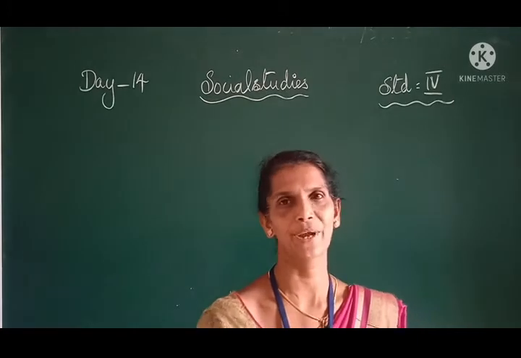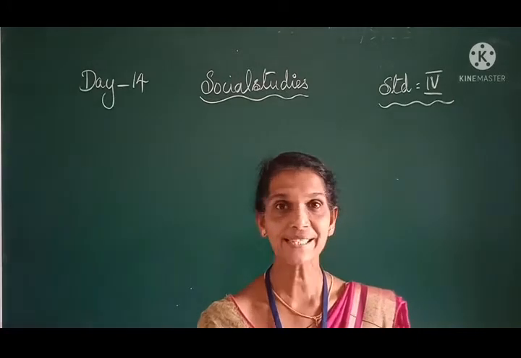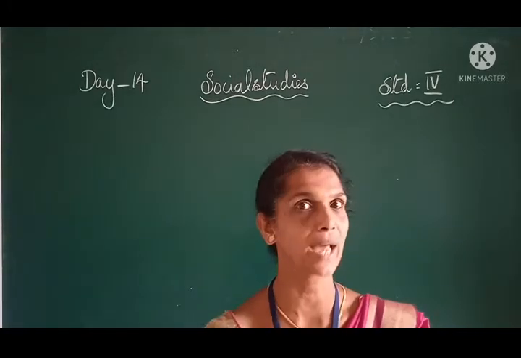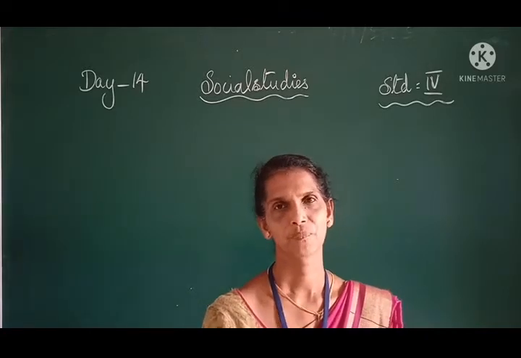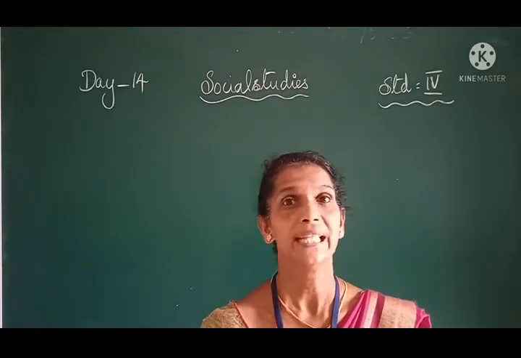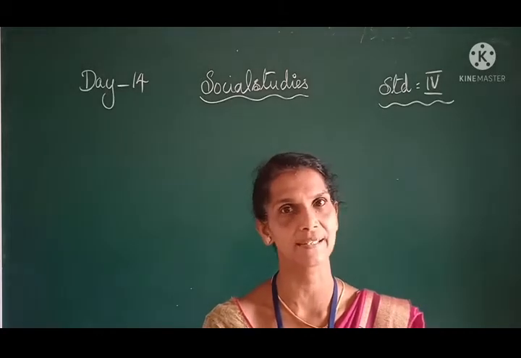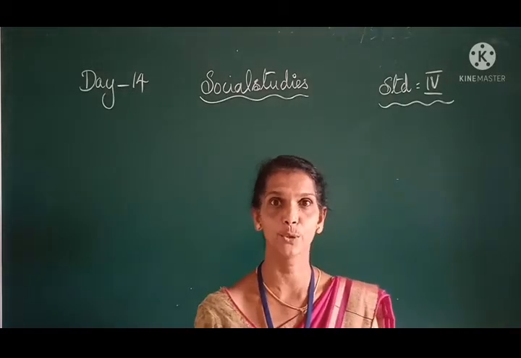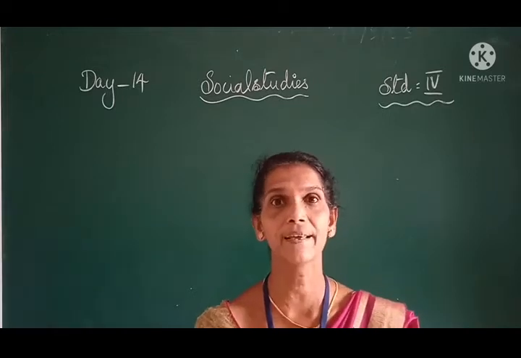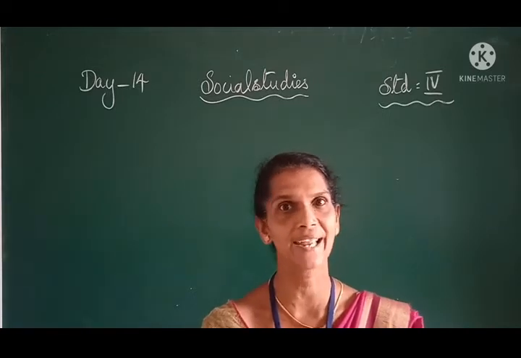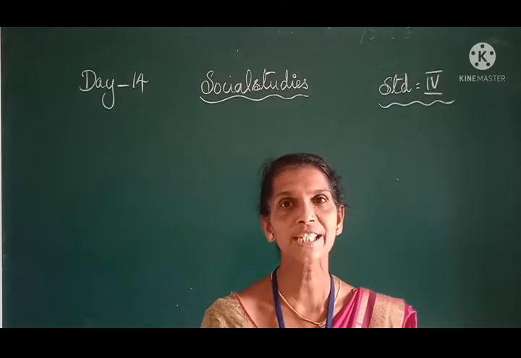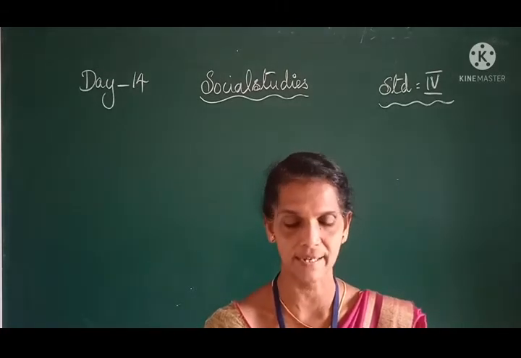Anyone? Okay, very good boy. It is 365 days and 1/4. And how does the leap year come? These all we have studied in the previous class. And in a leap year, February has 29 days, isn't it? These all we have studied in the previous class.